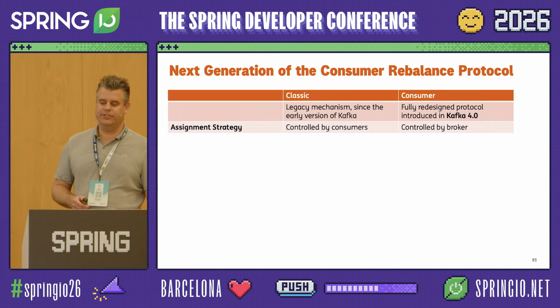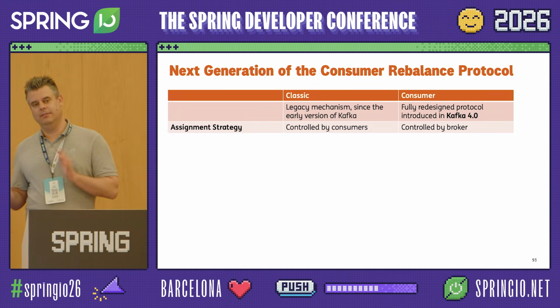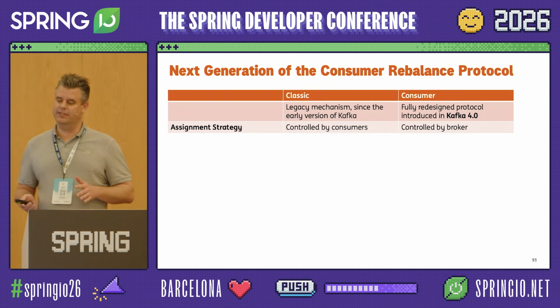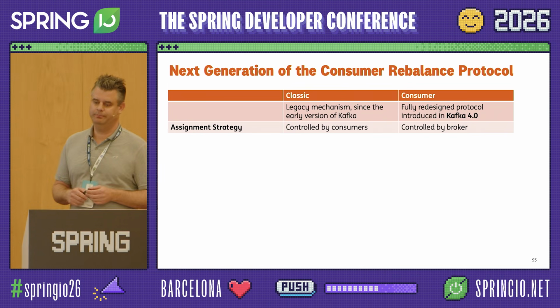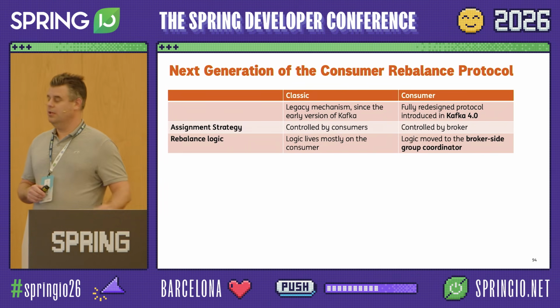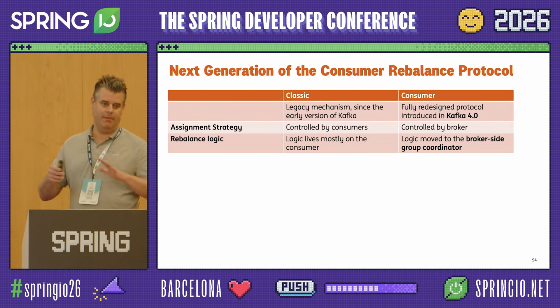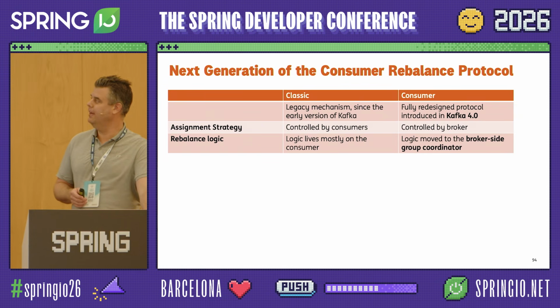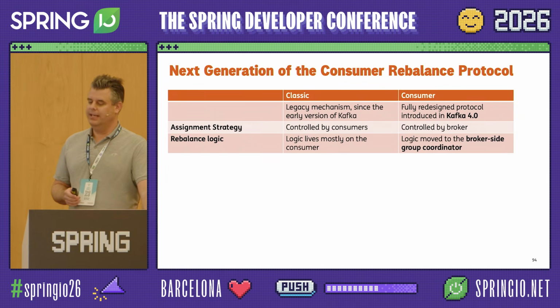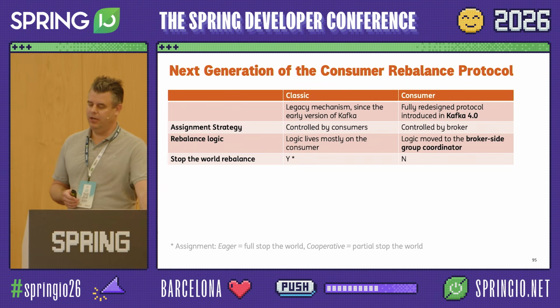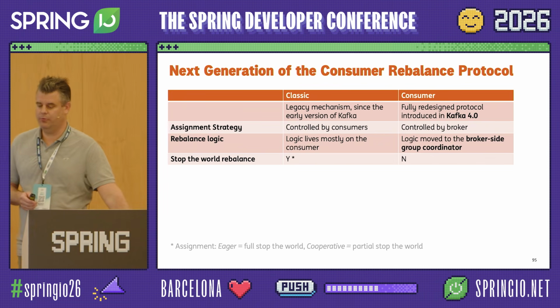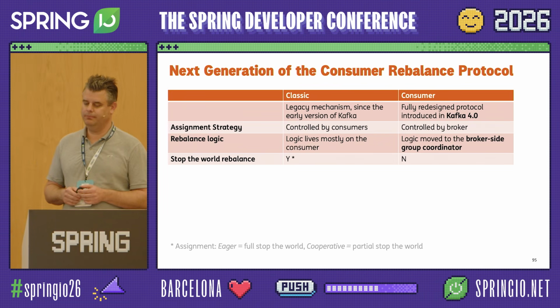And a lot of this assignment logic that was basically in the client is now moved into the broker. So a lot of this group coordination back and forth, and the barrier of making sure that all the consumers in the group are back, is basically gone. So there are no stop-the-world rebalances anymore.